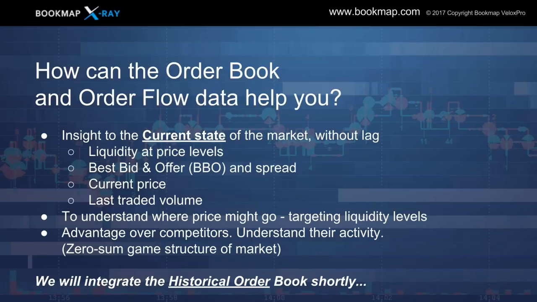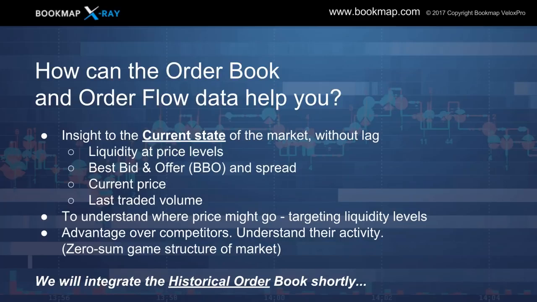How can the order book and order flow data help you? Well, as I was just explaining, the current state of the market, any DOM will do this. There's no lag to it. It's showing you the liquidity at price levels. It's giving you the best bid and offer and spread, the current price, and the last traded volume. It is the current state of the market. And then it gives you an understanding of where price might go, looking at high liquidity that you can target. That's going to be on the depth of market, on the bid or the offer.